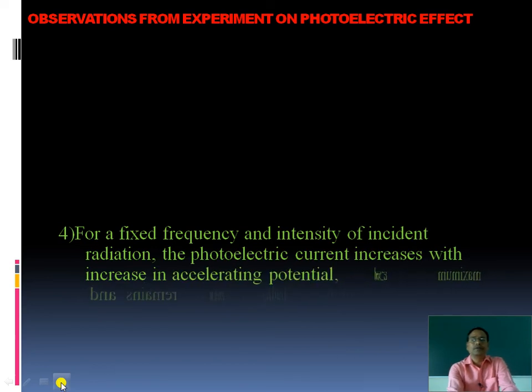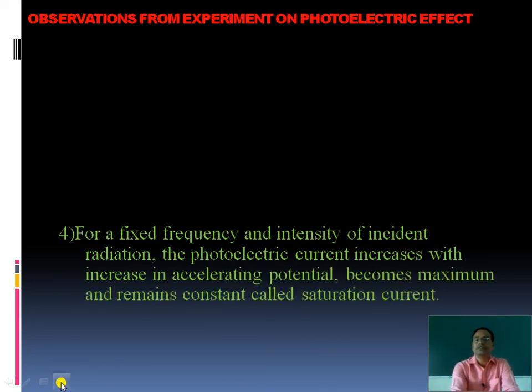See here carefully. For a fixed frequency and intensity of incident radiation, the photoelectric current increases with increase in accelerating potential. It becomes maximum and remains constant. It is called saturation current. What happens here? If the frequency of incident radiation is kept constant, see here how we can draw the graph.